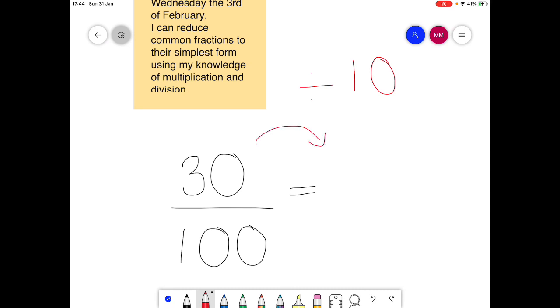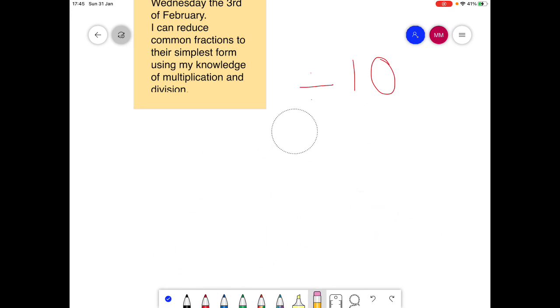30 divided by 10 is 3. 100 divided by 10 is 10. Can you think of anything that both 3 and 10 can be divided by? No, they don't share any common factors, so the simplest form of this is 3/10.